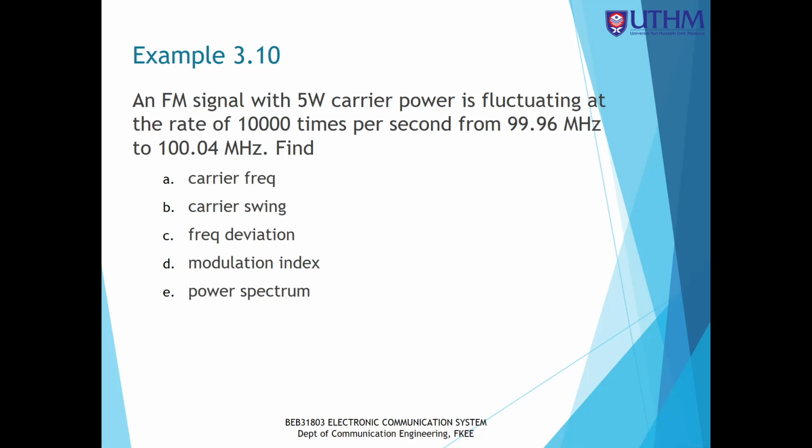An FM signal with 5 watt of carrier power is fluctuating at the rate of 10,000 times per second from 99.96 until 100.04 megahertz. Find a few parameters, A until E. Here it is said that the signal has a carrier power Pc of 5 watt, and it fluctuates 10,000 times from 99.96 until 100.04.